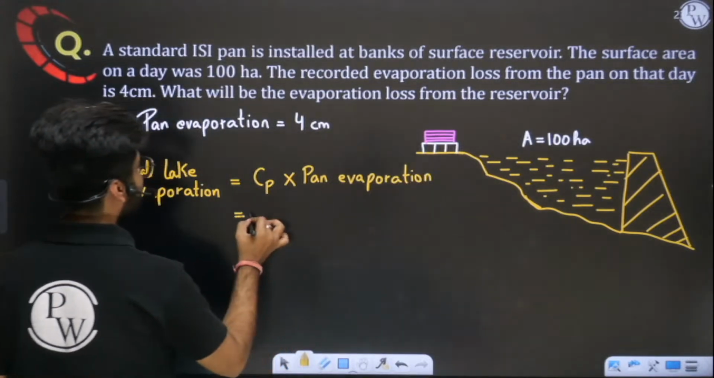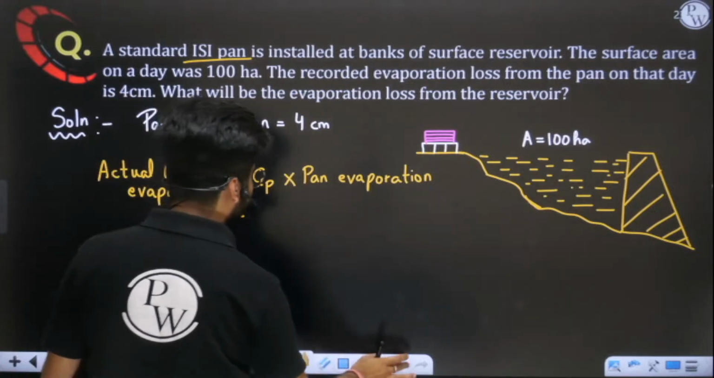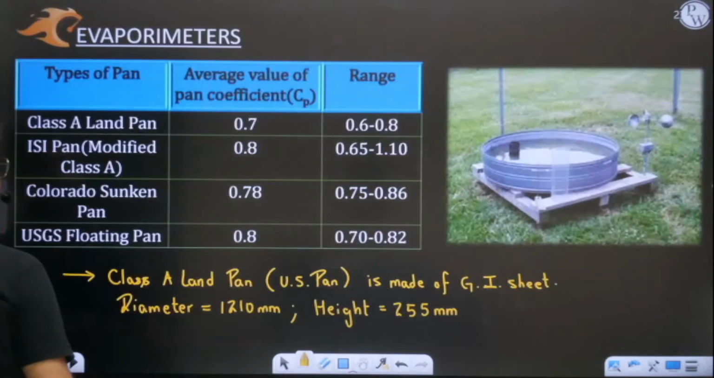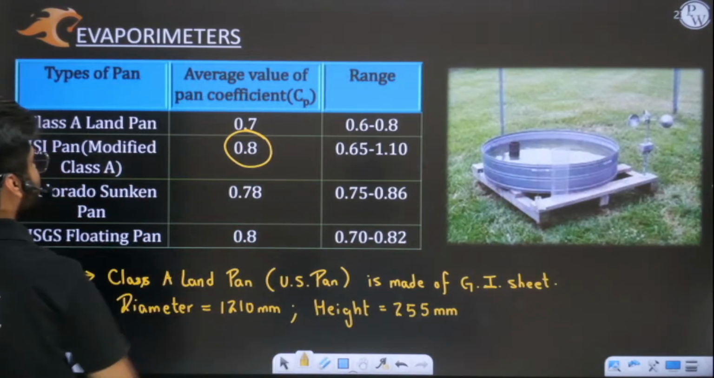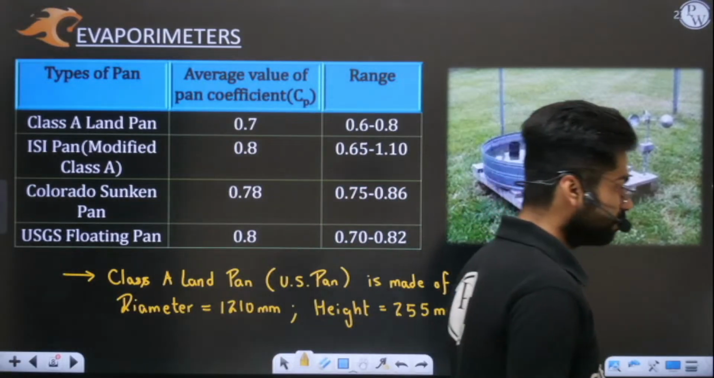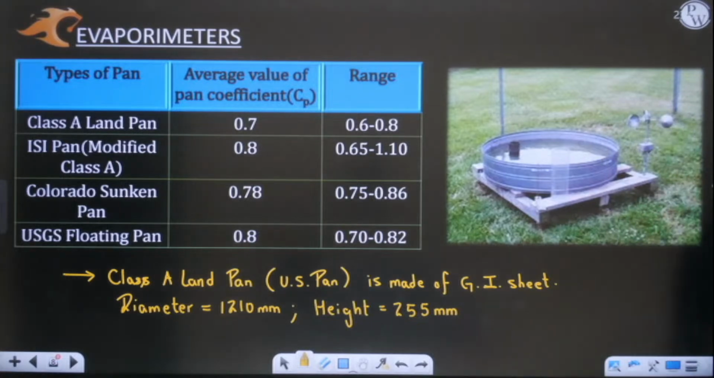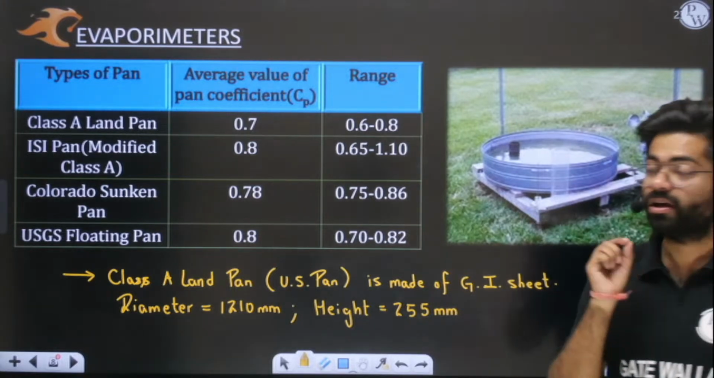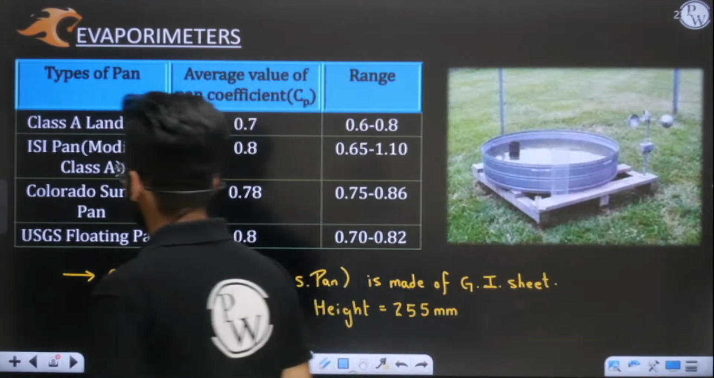Since this is an Indian standard pan, tell me what will be the value of Cp for Indian standard pan. For Indian standard pan, it is 0.8. Yes or no? This you have to remember. Perfect. So I will multiply pan evaporation by 0.8.